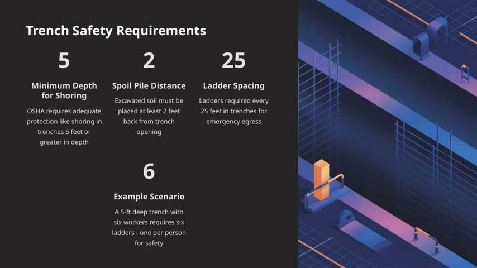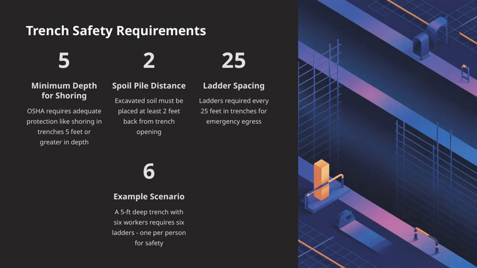Keeping the spoil pile back helps prevent accidental falls or material falling into the trench, which could cause injuries or destabilize the trench walls. Moving on to ladder spacing, every 25 feet in a trench, you need to have a ladder. This is essential for emergency egress, giving workers quick and safe access out of the trench if needed. Proper ladder placement is a simple but vital safety measure.